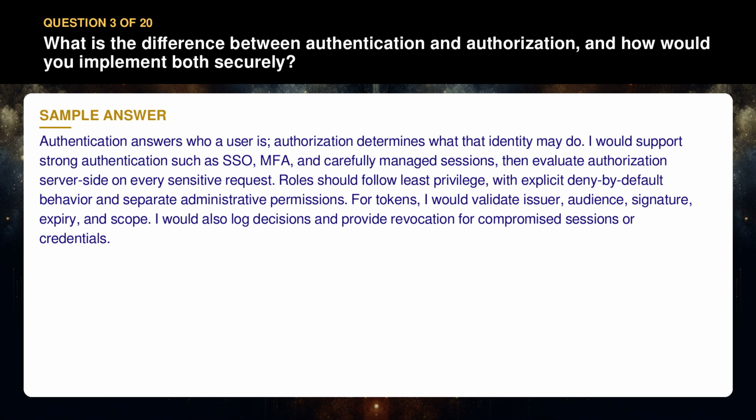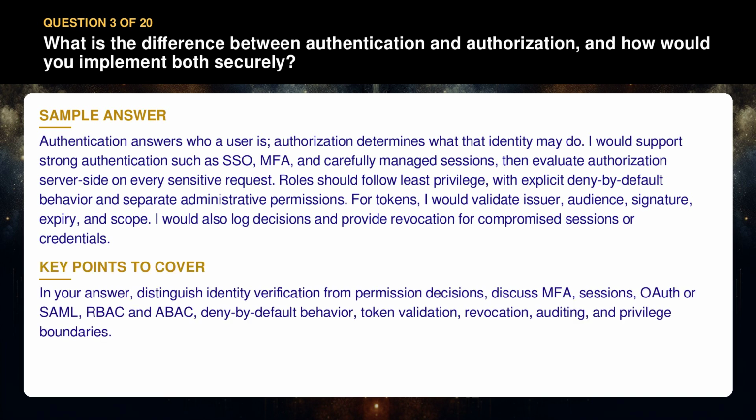For tokens, I would validate issuer, audience, signature, expiry, and scope. I would also log decisions and provide revocation for compromised sessions or credentials. In your answer, distinguish identity verification from permission decisions, discuss MFA, sessions, OAuth or SAML, RBAC and ABAC, deny by default behavior, token validation, revocation, auditing, and privilege boundaries.